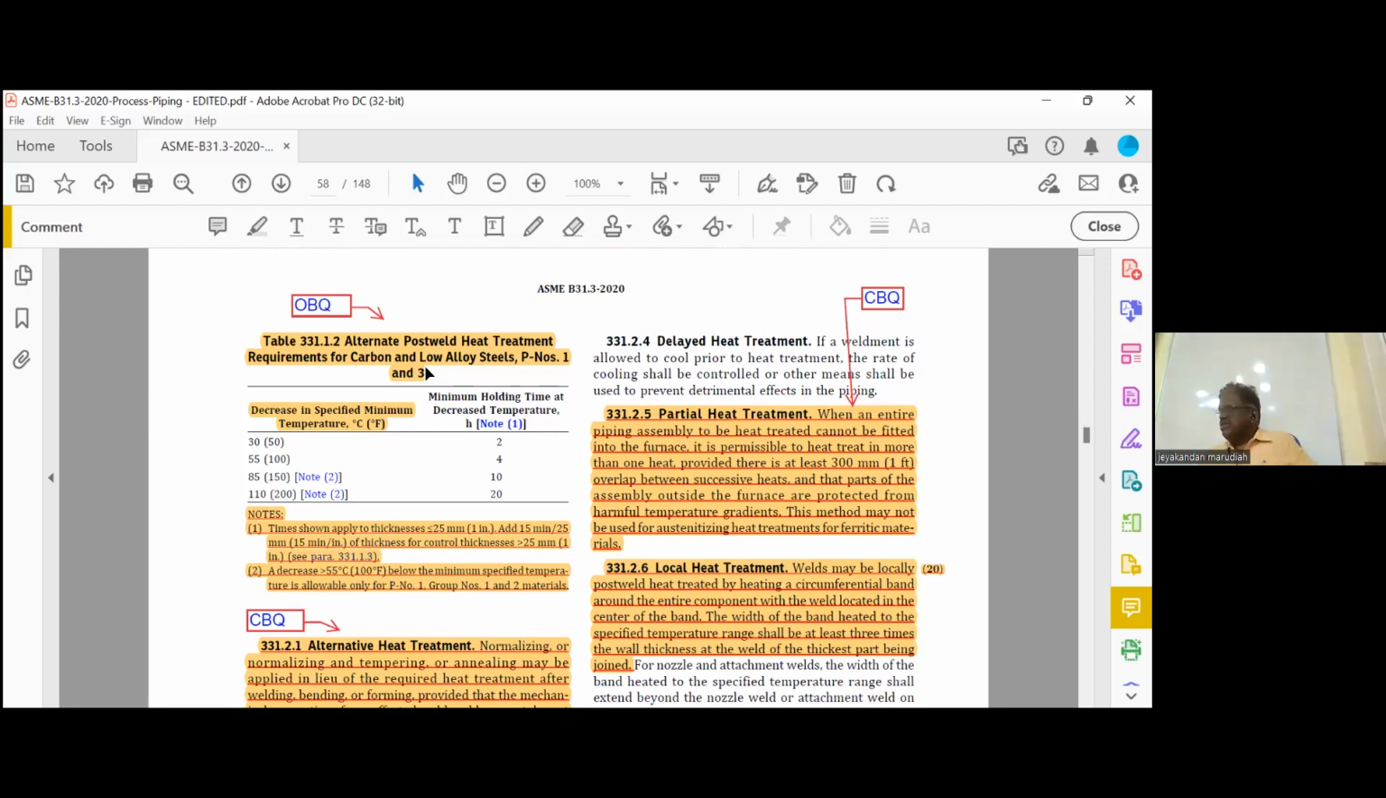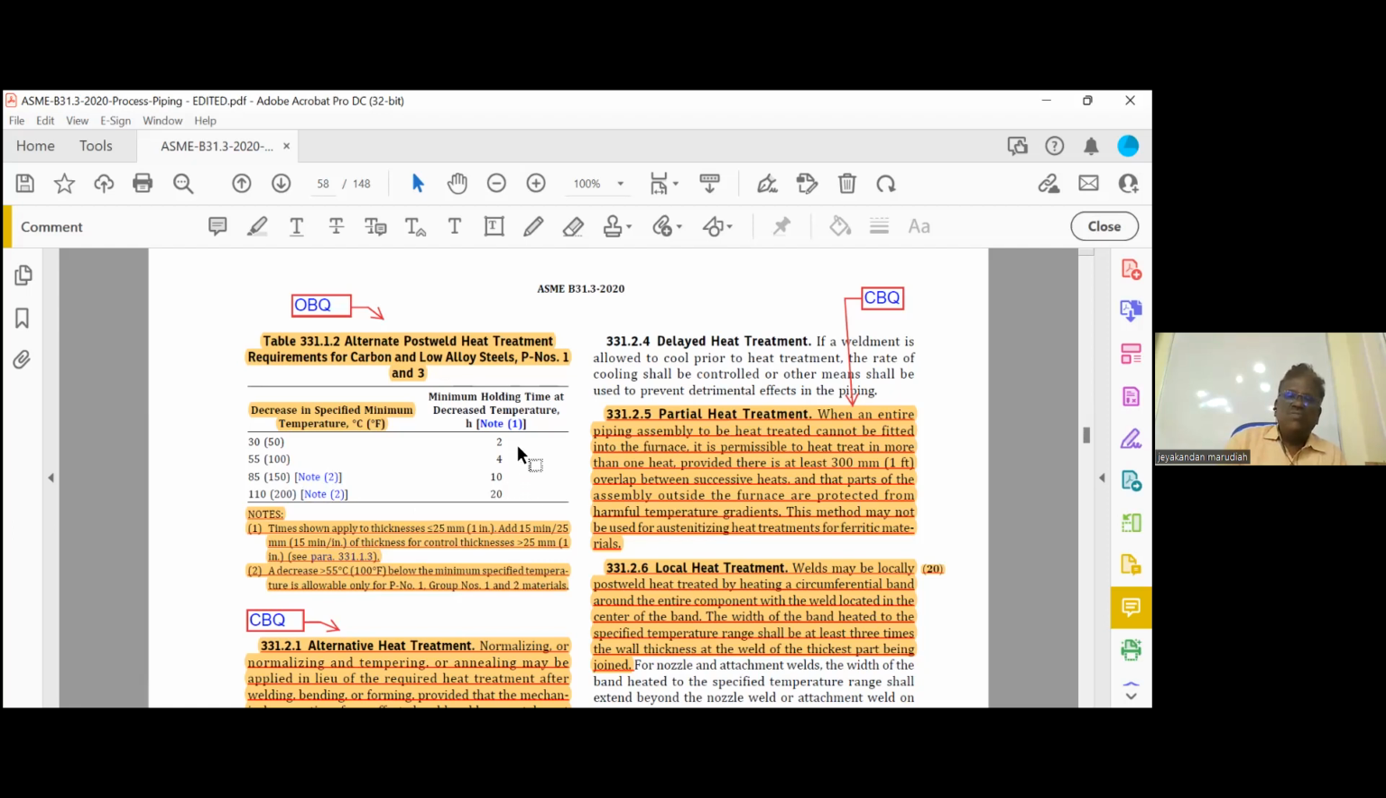This table also important. Now try to understand this table because this table also regularly they are asking questions. For example, if you reduce 50 degree Fahrenheit, so what is the minimum temperature holding? 1100. If you reduce 50 degree, minimum we have to give 2 hours. Reduce 100, minimum we have to give 4 hours. 150 minimum 10 hours. 200 minimum 20 hours.